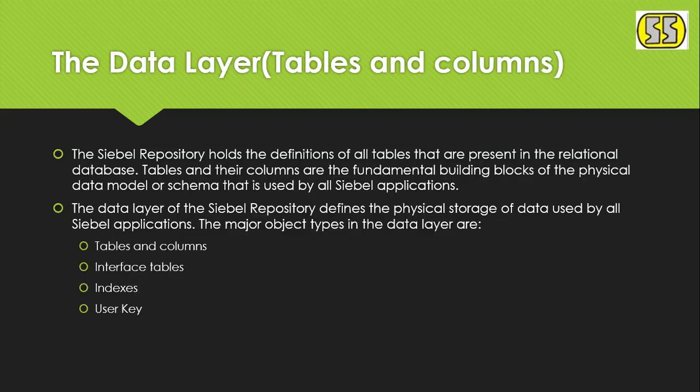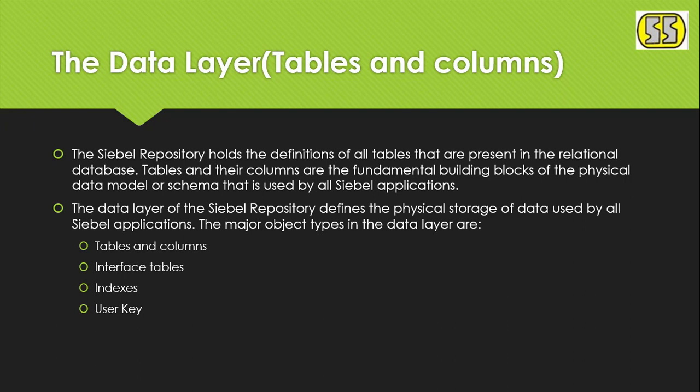Okay, now the data layer, table and columns. The Siebel repository holds the definition of all the tables that are present in the relational database. Tables and their columns are the fundamental building blocks of the physical data model or schema that is used in the Siebel application. Now, any data we keep in the database, all those tables are present in two different places. One is the physical layer, one is the logical layer. The repository which we call, that is the logical layer.